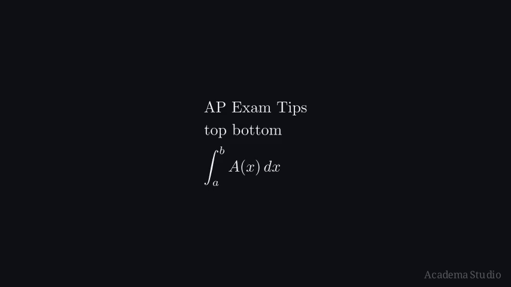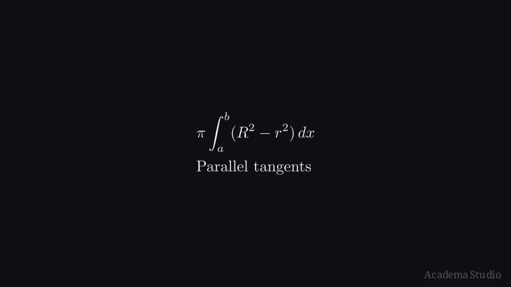Here are the key AP exam tips from this question. For area between curves, always use top minus bottom. For cross-sectional volume, first write the cross-sectional area, A of x, then integrate. For washer method, measure each radius from the axis of rotation. For parallel tangent lines, set the derivatives equal because derivatives give slopes.